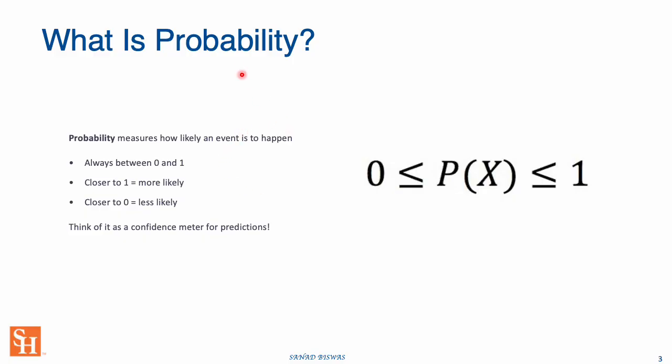Let's first start with defining probability. How do we define probability? As I was saying earlier, probability is associated with quantifying the uncertainty of an event. Therefore, probability helps us to measure how likely an event is to happen. And probability is always between 0 and 1. The maximum probability of something happening is 1 and the minimum is 0. If the probability is close to 1, it is more likely for this event to happen. And if the probability is close to 0, it is less likely that this event will happen.